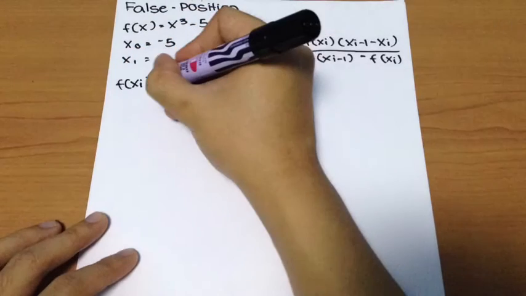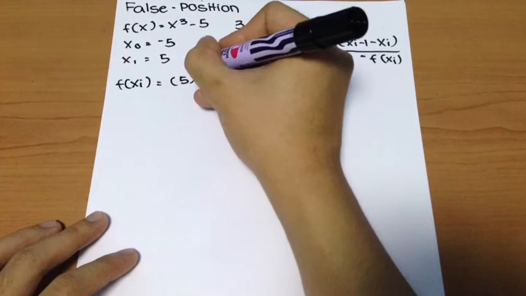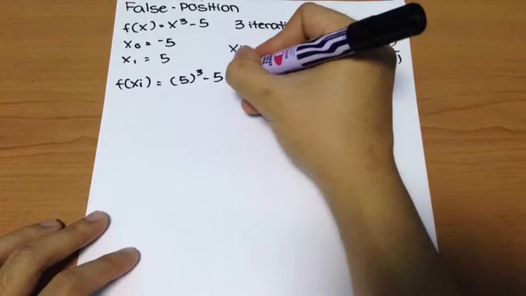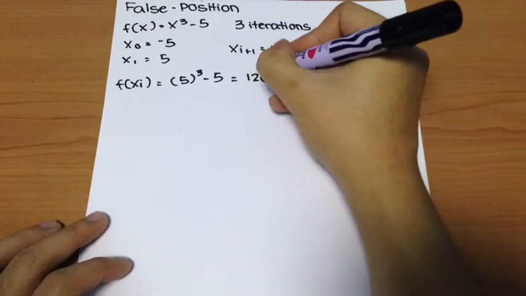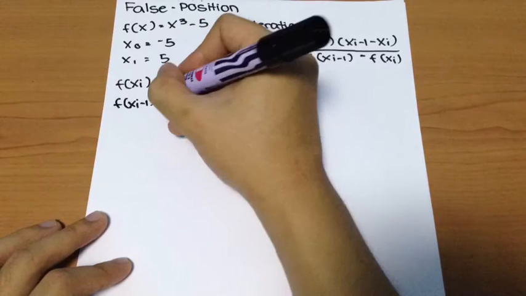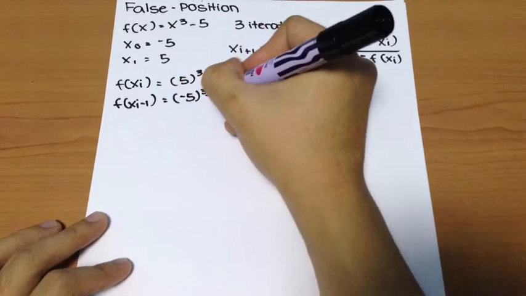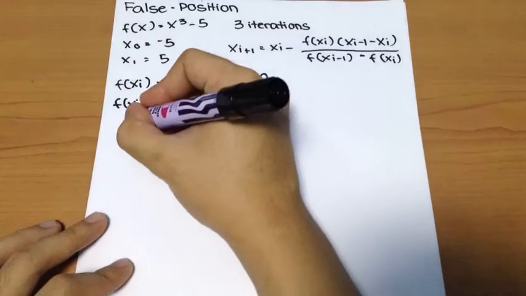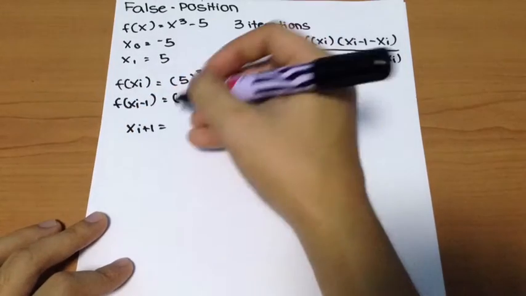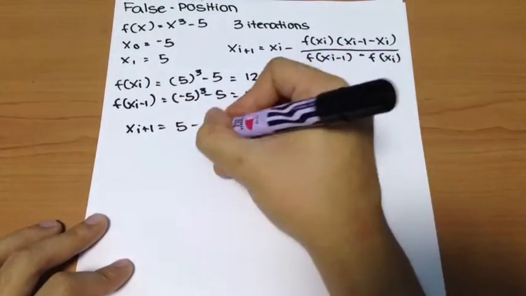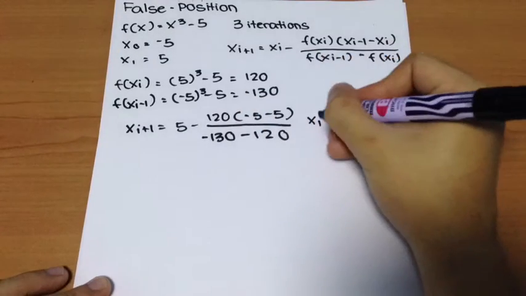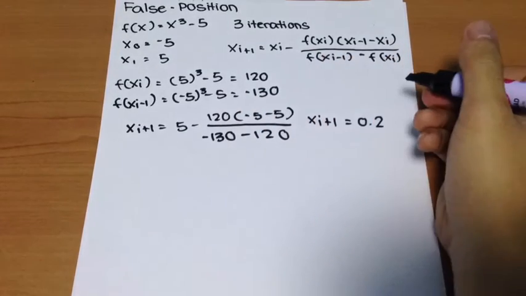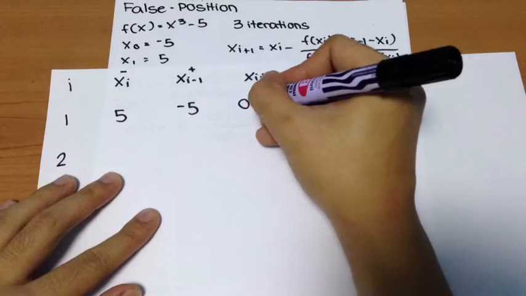First we find the f of x_i, where we substitute 5 in our equation and we get 120. Then we substitute x_{i-1}, negative 5, and we get negative 130. So we put it in our general formula and we get 0.2. We write that down on our table.